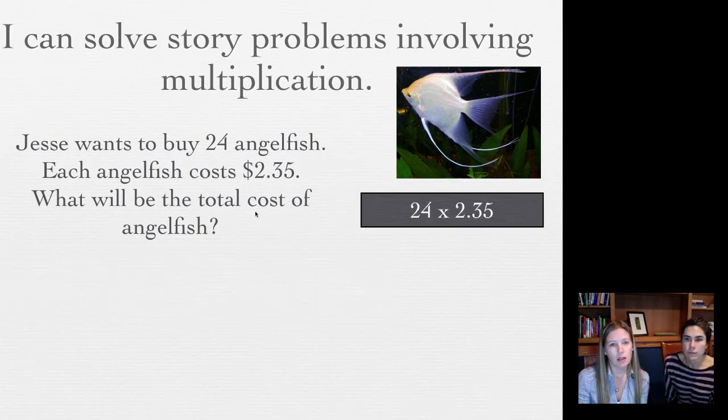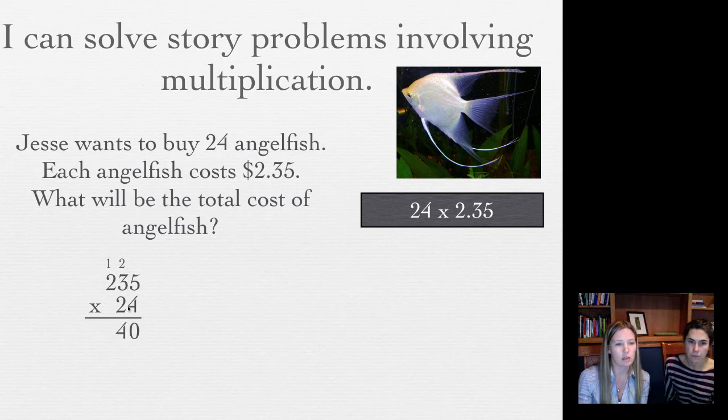Okay, so hopefully you realize you need to multiply 24 times $2.35, and our first step is to ignore the decimal completely. So we are going to go through and multiply. So I'll start with my ones. 5 times 4 is 20, so I have new groups of 2, and my 0 down here. 4 times 3 is 12. 12 plus 2, I don't want to forget that, is 14. So again, I have a new group, 14.